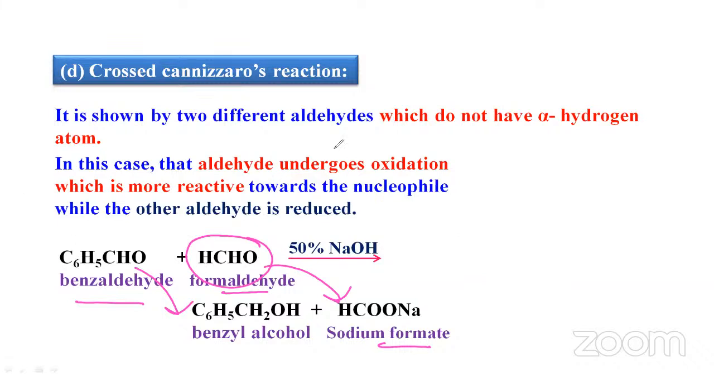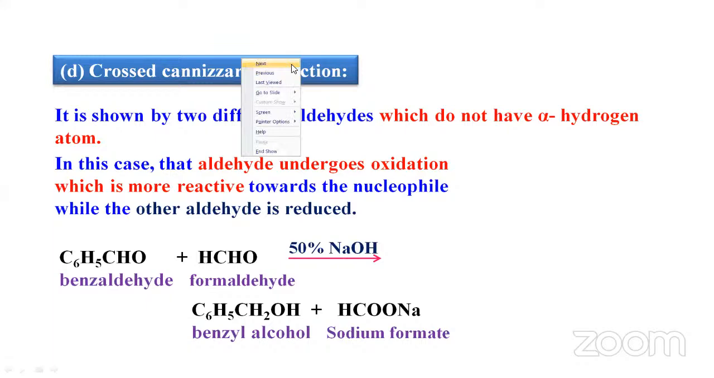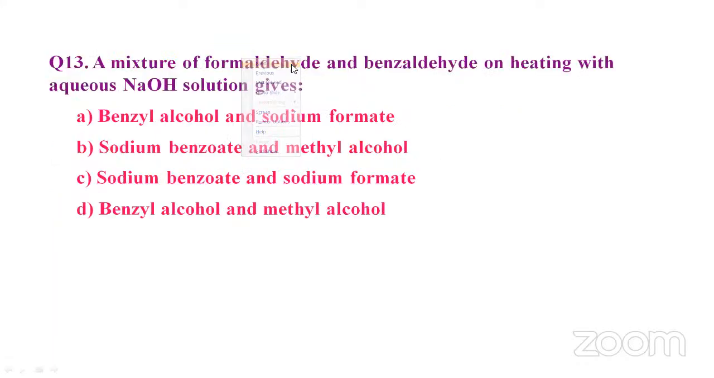So this is the crossed Cannizzaro reaction. Crossed means you are going to take two different aldehydes. This is applicable for aldehydes only. Cannizzaro reactions are applicable for aldehydes only. Now, a mixture of formaldehyde and benzaldehyde on heating with aqueous NaOH.